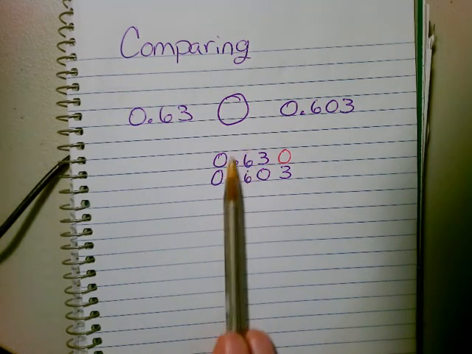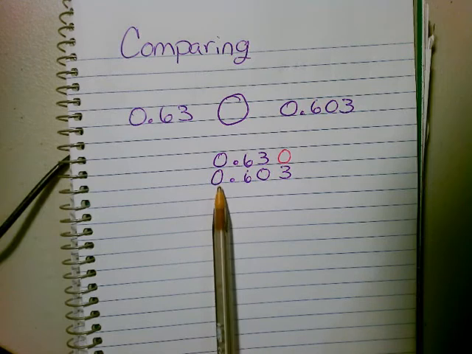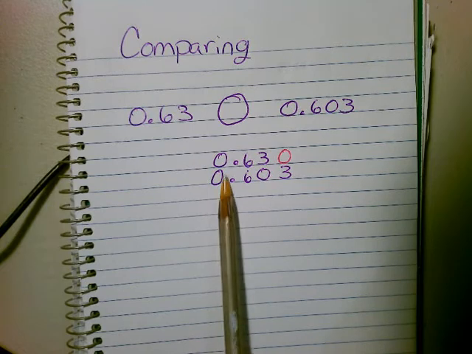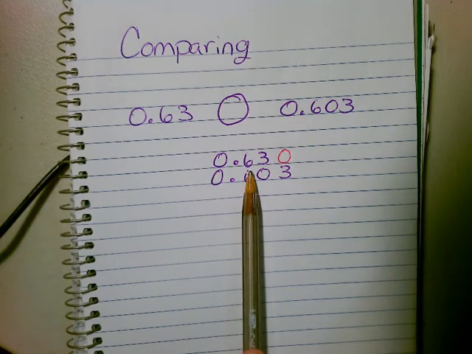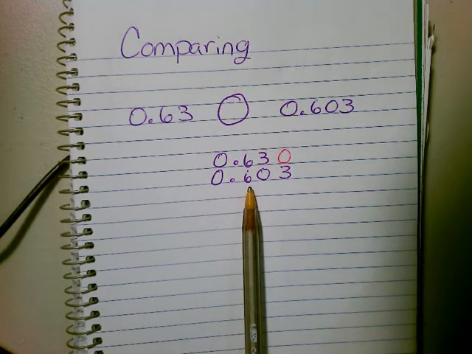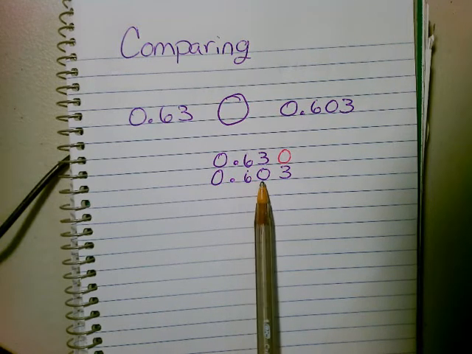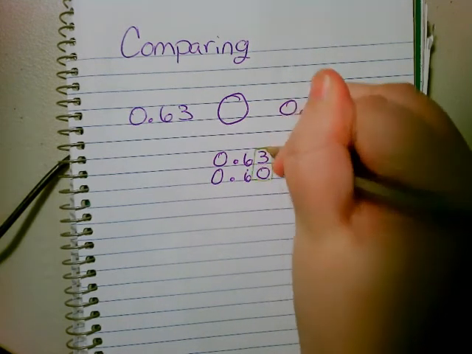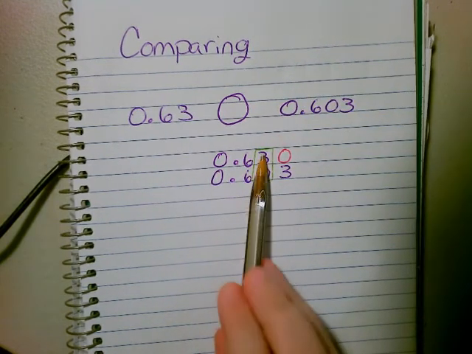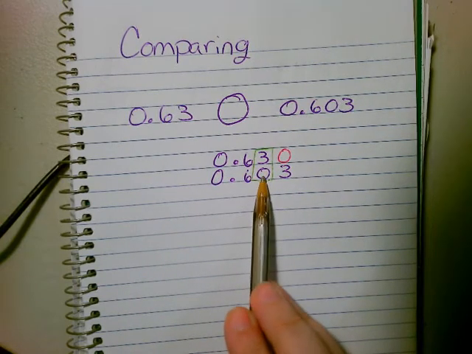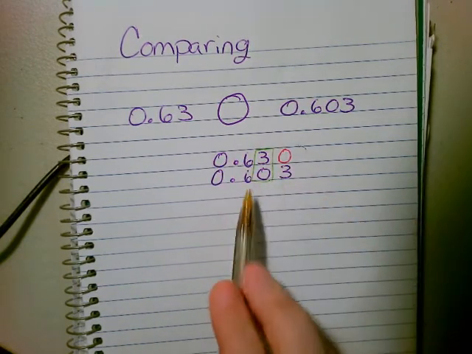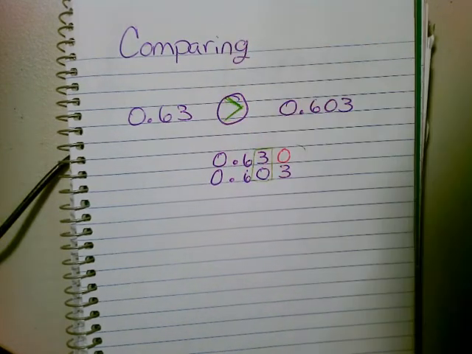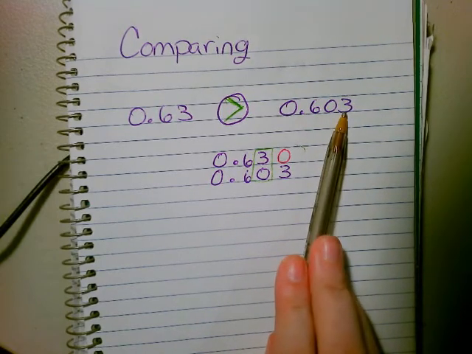So we start with the ones column first. In the ones column, we have a 0 and a 0. We can't tell anything by that. So when we move to our tenths place, we have 6 and 6. I still can't tell anything from that. When we're looking at the hundredths column, I have a 3 and a 0. Since 3 is greater than 0, I know that this number is greater than the bottom number. So 63 hundredths is greater than 603 thousandths.